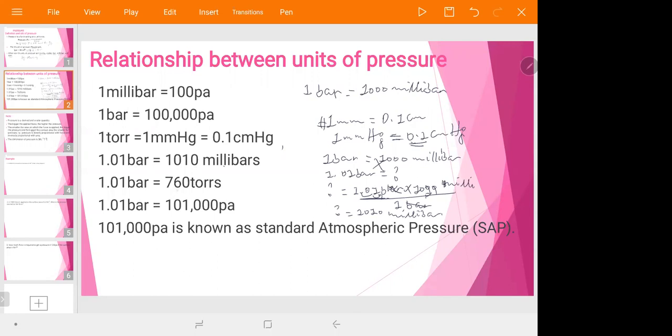1.01 bar is equal to 760 torr. 1.01 bar is equal to how many Pascal?